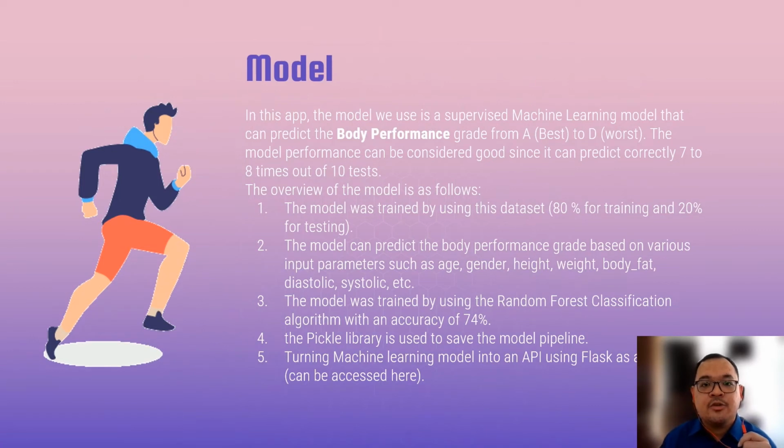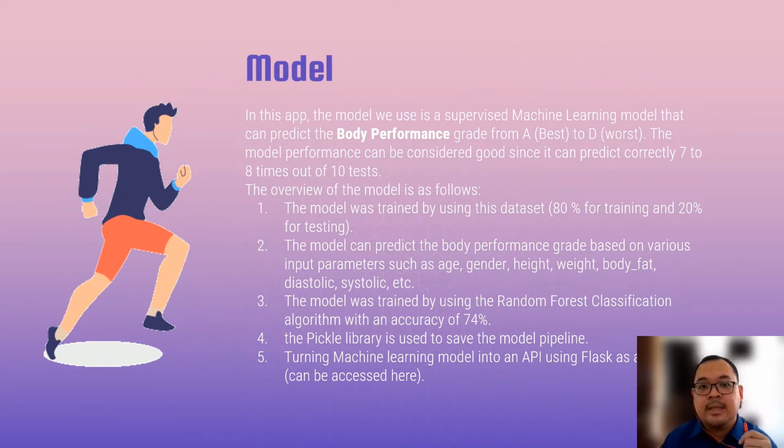Okay, thank you, Jimmy. Let's go to the next chapter, the model. The model in this app can predict the body performance grade from A as the best to D as the worst. It can predict the body performance grade based on various input parameters such as age, gender, height, weight, body fat, systolic, and etc. The model is trained using the random forest classification algorithm with an accuracy of 74%.